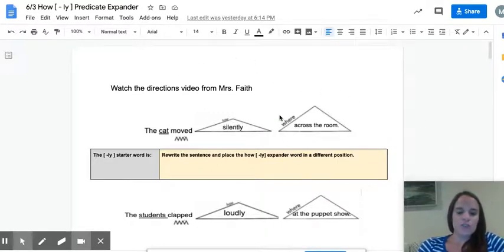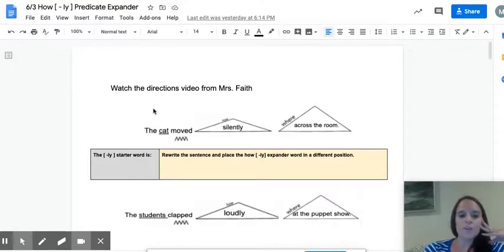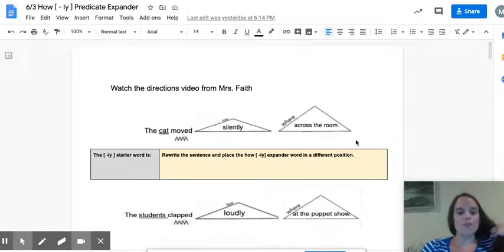and you're going to be doing two different things today. So I'm going to show you how to get started. The first activity that you're going to be doing is you're going to be looking at some examples of sentences, and you are going to be rewriting the sentences by changing the position of the how expander. So let's look at this first one. The cat moved silently across the room.